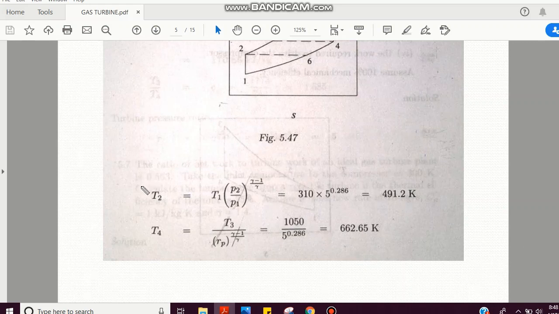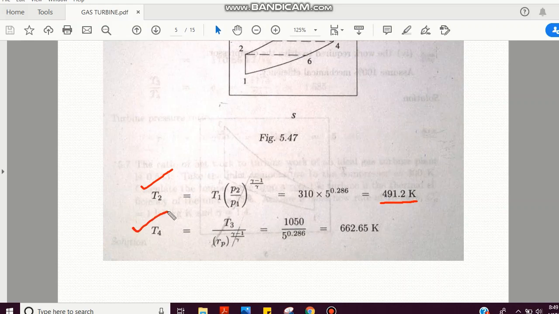To find the value of T2, that is the outlet temperature of the compressor, that is T1 into (P2 by P1) to the power (gamma minus 1) by gamma, and P2 by P1 is given as 5, and gamma value we are assuming is 1.4, so that becomes 310 into 5 to the power 0.286, so that becomes 491.2 Kelvin.